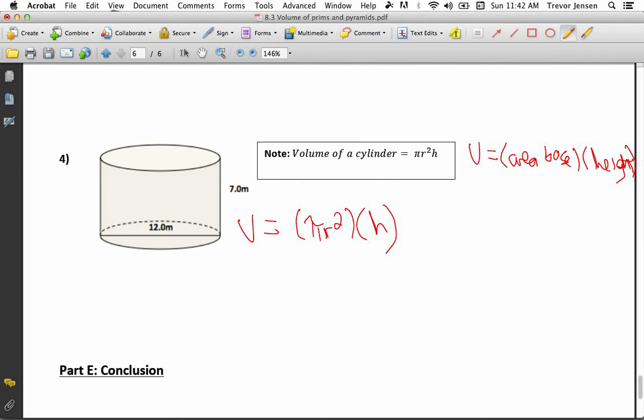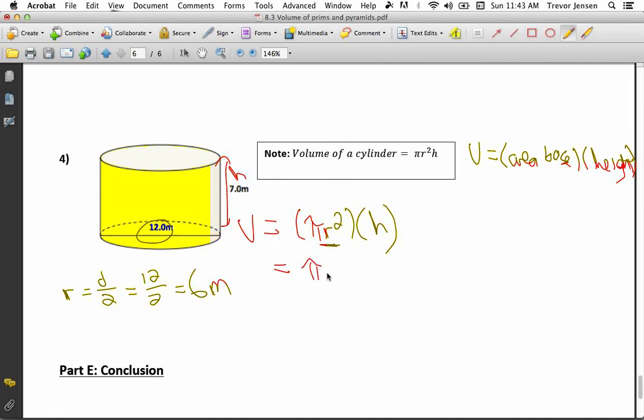So let's look at what it gives us. It gives us the diameter of the base, and remember, radius equals half of the diameter, so half of 12 equals 6. So I have the radius is 6 meters. I need that in my formula for the volume of a cylinder or a circular based prism. And it also gives me the height of the prism. It gives me my h. Okay, so let's plug in what we know.